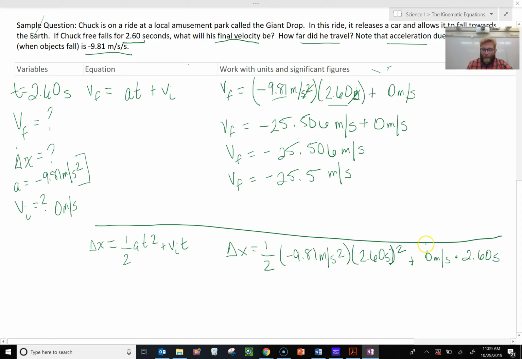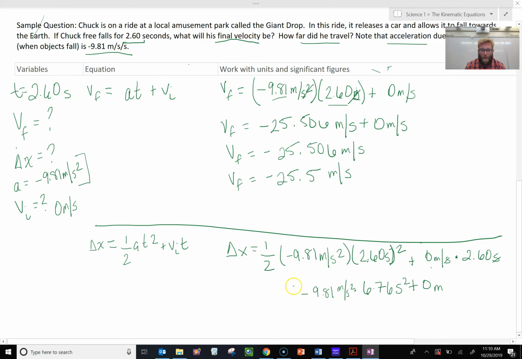So immediately what I can do is do this math. 0 times 2.60 seconds gives me 0 meters, right? Those seconds cancel out and I'm left there. So let's do what's here in the parentheses. The first thing I need to do is figure out what my time squared is. So I would take 2.60 times 2.60. So I get for that 6.76 seconds squared. And then I would multiply that by my acceleration, which is negative 9.81.